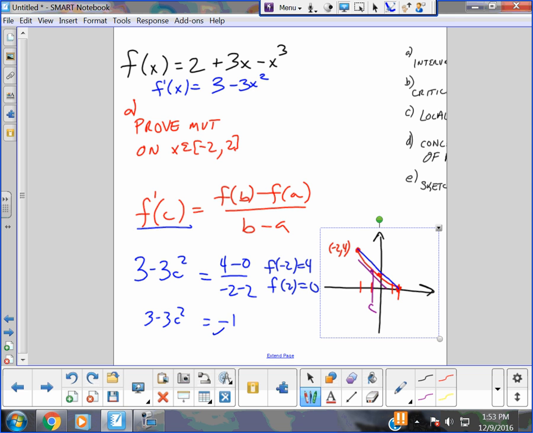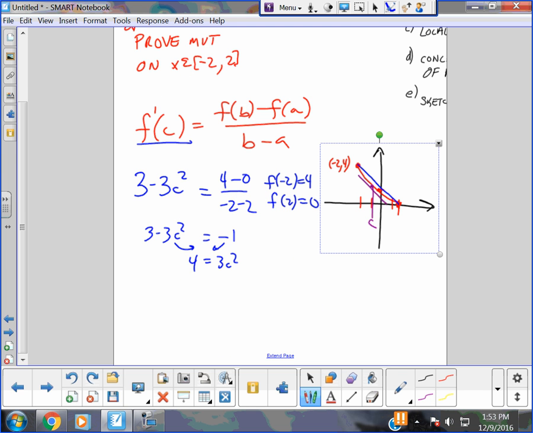All right, I'll bring the 1 over here. I'll bring the -3c. 4 equals 3c squared. And I get 4/3 equals c squared. Take the square root. I get plus or minus 2 over the square root of 3.